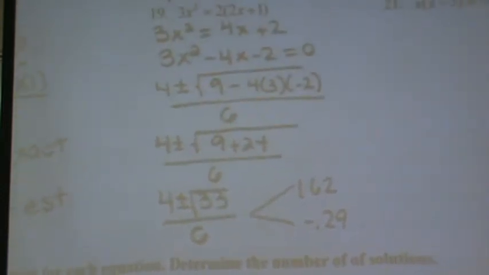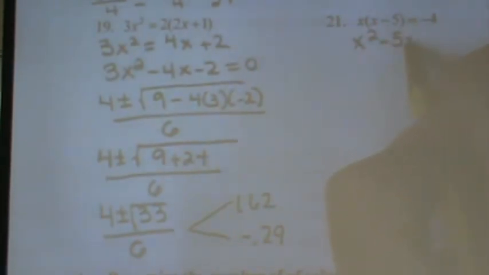Next, x squared minus 5x equals negative 4. Bring negative 4 over.